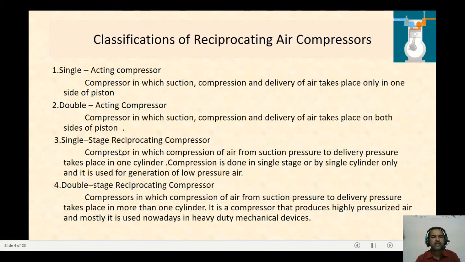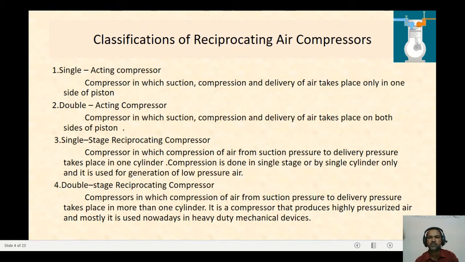And what do you mean by single stage reciprocating compressor and double stage reciprocating compressor? The name itself indicates: single stage means for compressing the air from low pressure to high pressure, we are using only one cylinder, which is called a single stage reciprocating compressor. And double stage reciprocating compressor may be named as the multi-stage reciprocating compressor.